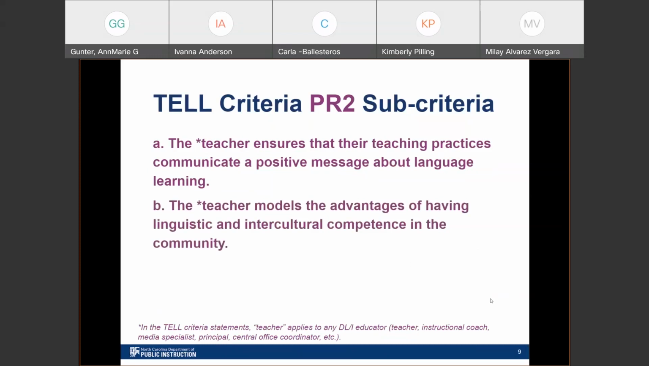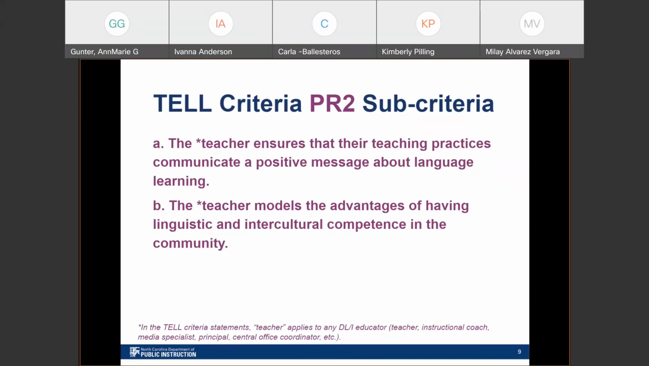The next sub-criteria, B, is the teacher models the advantages of having linguistic and intercultural competence in the community. And that's something that's very critical for DLI programs. We need to recognize that DLI programs, as you well know, are usually new to our communities. Most adults in our communities have not gone through school where there was a DLI program. And so they're learning about it for the first time. And it's a really good opportunity to educate people about what DLI programs are, what advantages they bring, for example, closing the achievement gaps and having all students achieve at a higher level.